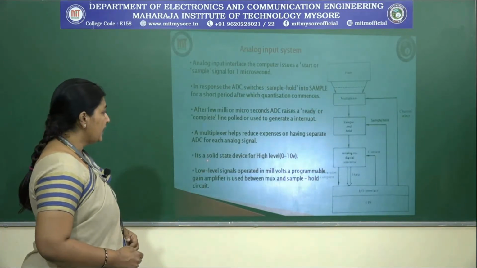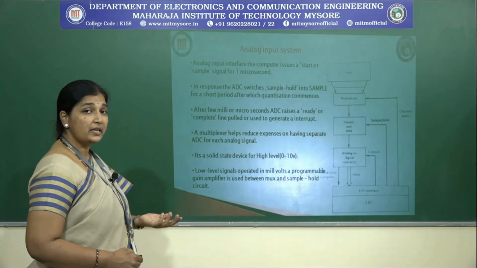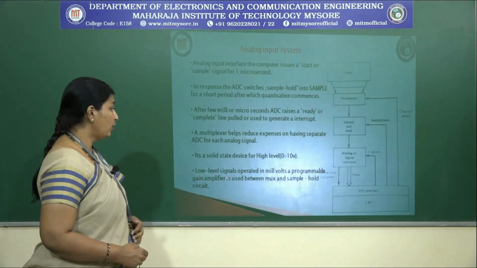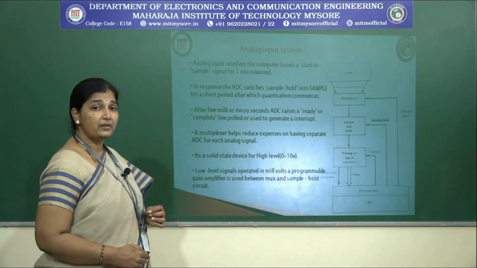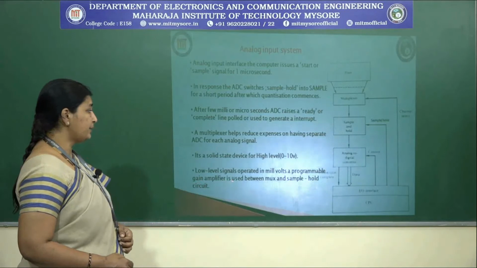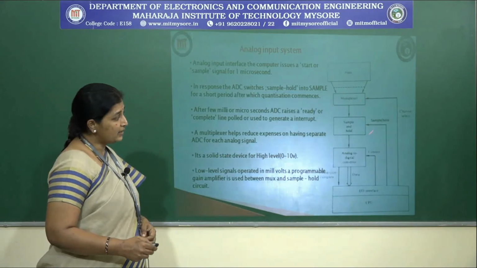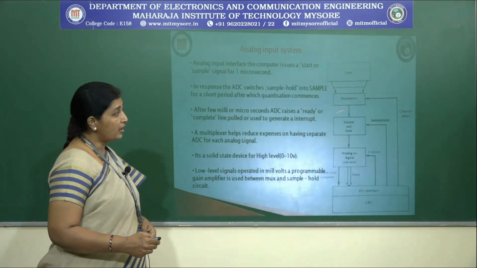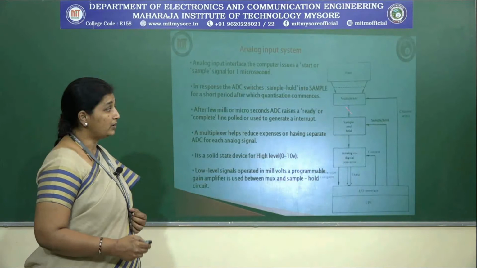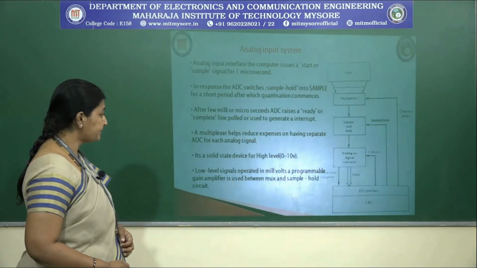It's a solid state device with a high level, that is 0 to 10 volts. If it is solid state, then it will be for high levels, operated at 0 to 10 volts, and for low level signals operating at very low voltage levels, about millivolts, you can have a programmable gain amplifier. It can be used between this multiplexer and the sample and hold circuit. If you have a small programmable amplifier here, it would be easy to program and control all the sampling of data before it is sent to the ADC.